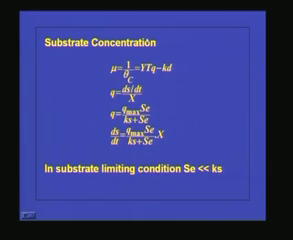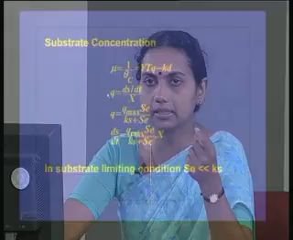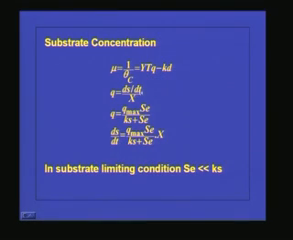We know that mu is equal to 1 by theta c, which is equal to Yt q minus Kd, and we know what is the definition for q. q is nothing but specific substrate utilization rate. What is the substrate utilized by unit biomass in the system? So q is equal to ds by dt by X. ds by dt is the rate of change of substrate concentration in the system, or q is equal to q max Sc by Ks plus Sc. This is the maximum substrate utilization rate, and this is the half saturation constant.